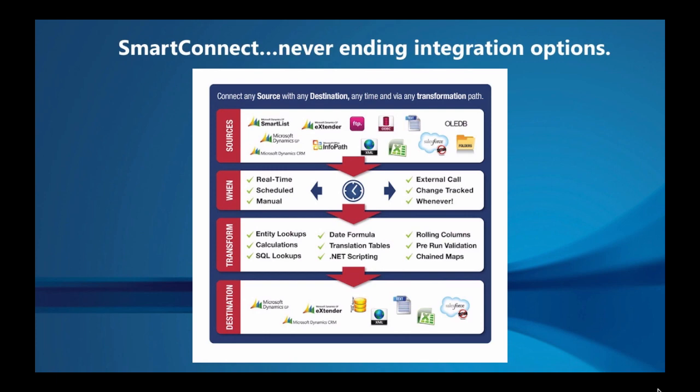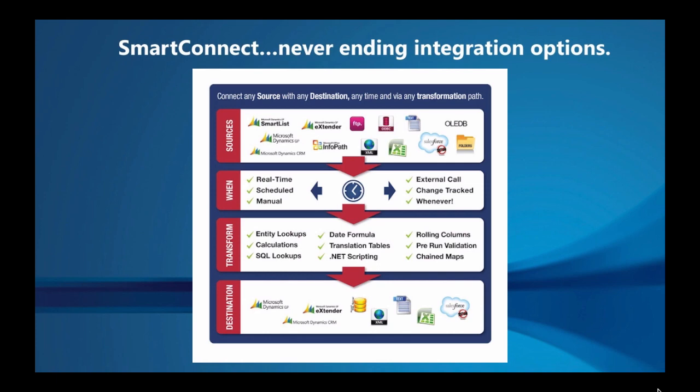Now moving toward the third box down to our transform section, you can see that this is the area where we're talking about really making these integrations work for your specific business need. We've added in a number of areas where you can do things like add in a translation table or a calculated field, or do a SQL lookup if you wanted to, or add in some .NET scripting or chain maps together. Now, once I get into the actual mapping section where I talk about how you would set up these integrations, I'll point these areas out to you so you can start thinking of the different things that you can do for your specific integration.